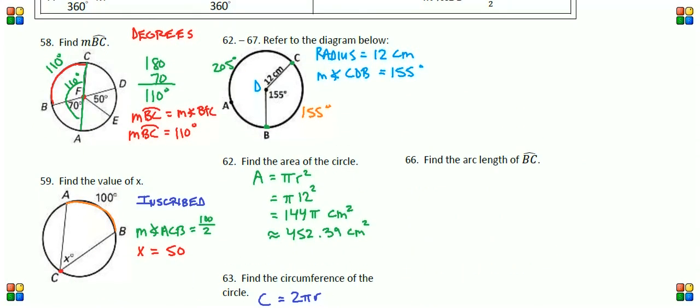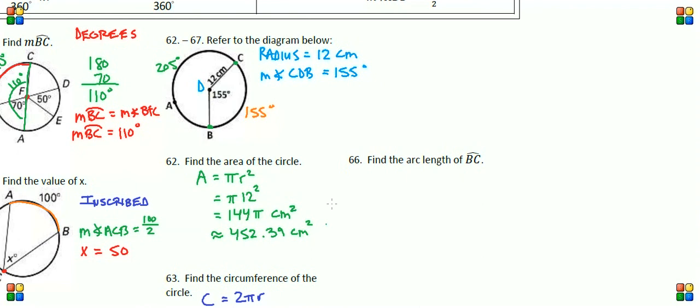Now this one is different. Recognize the question. It's find the arc length. The arc length of BC, or arc BC. Length is going to be measured in units. And we see in our sample circle the units here are centimeters. So we know the answer for 66 is going to be in centimeters. So what is the length of arc BC?